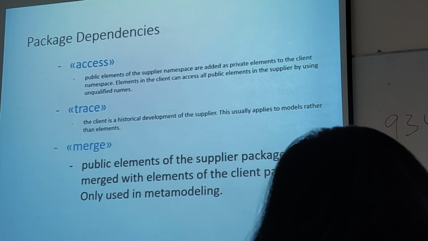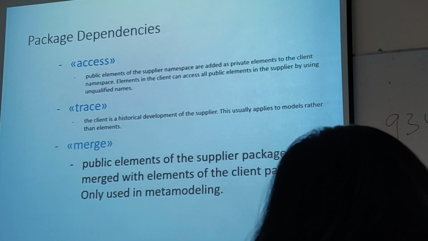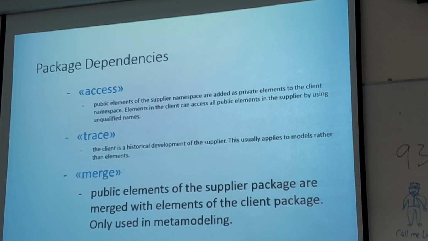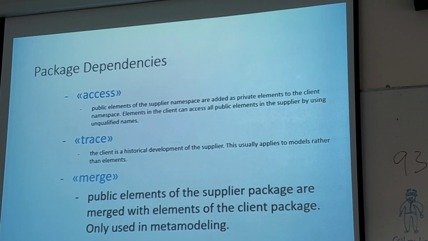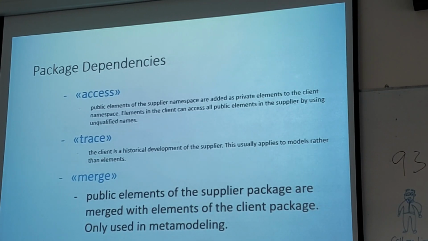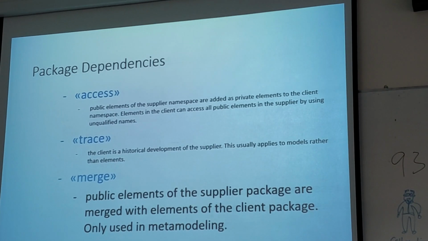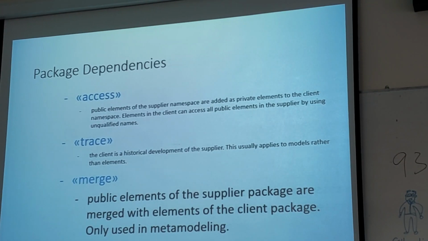Access is actually where we add a public element in the supplier package as a private element to the client package. Understand? So this is called access. It means that elements in the client can access all public elements in the supplier package or namespace. Trace is the historical development of the supplier. It is applied to a model rather than an element.